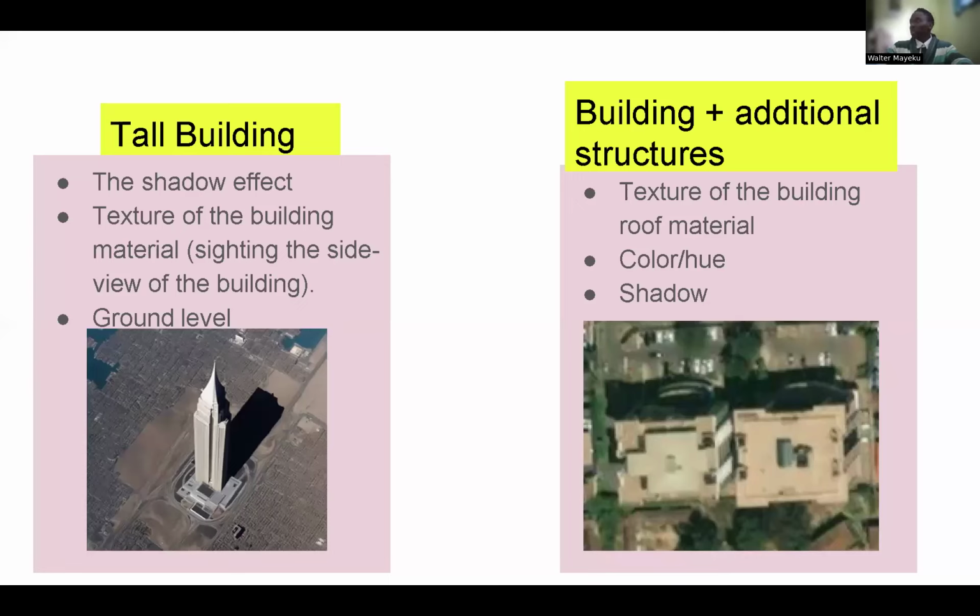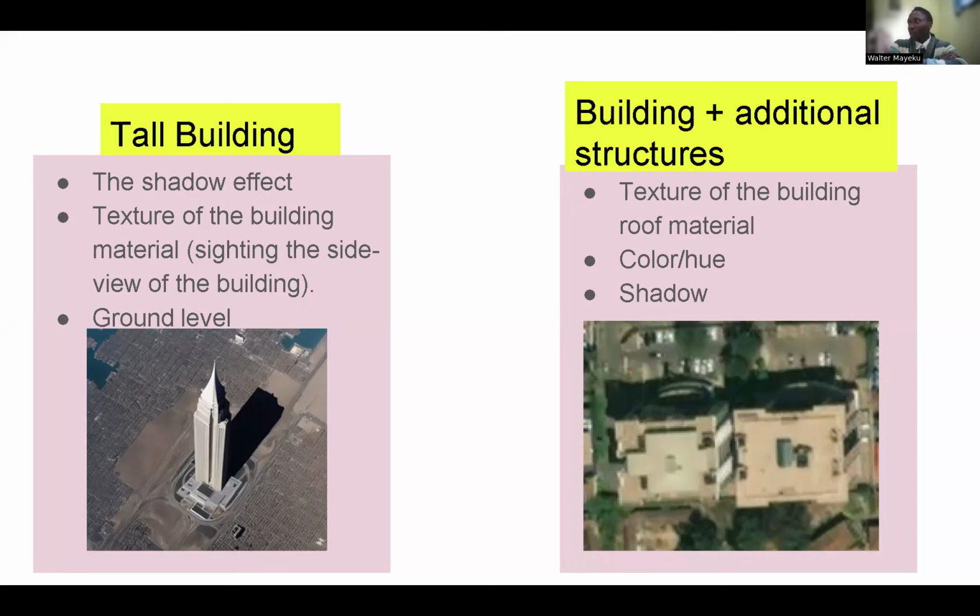And how do we identify tall buildings? I've tried just to quickly do this quick presentation. For tall buildings, we will first look at the shadow. The shadow will help you identify how tall the building is. So naturally, buildings that are of a very low level have a very small shadow effect.